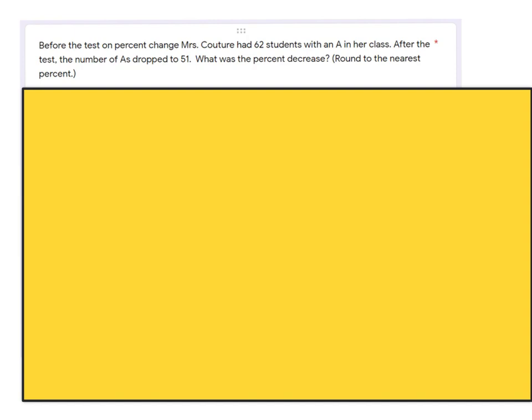Alright, here's the first question from that quiz. Before the test on percent change, Ms. Couture had 62 students with an A in her class. After the test, the number of A's dropped to 51. What was the percent decrease?